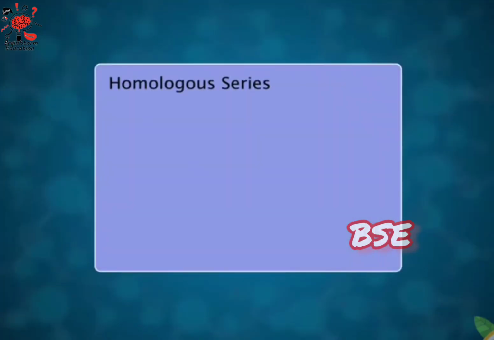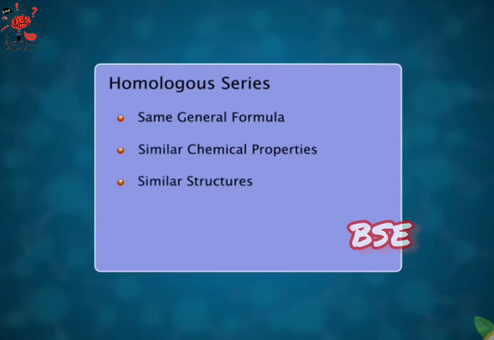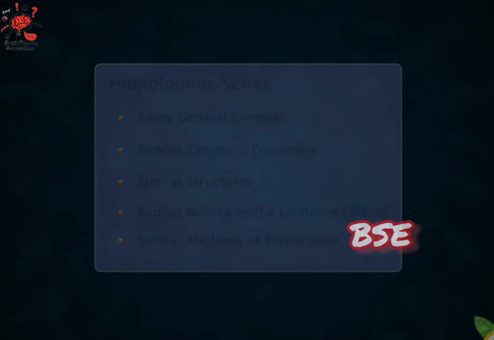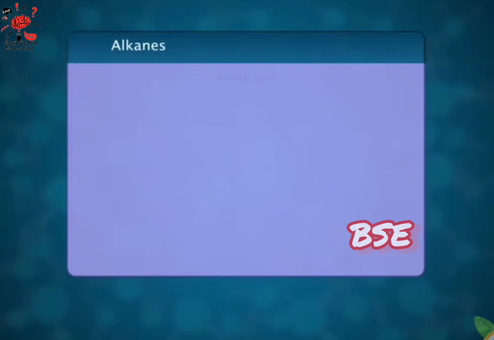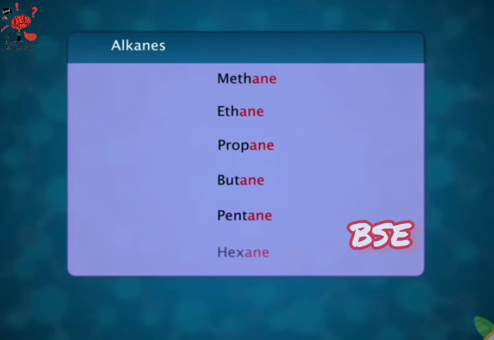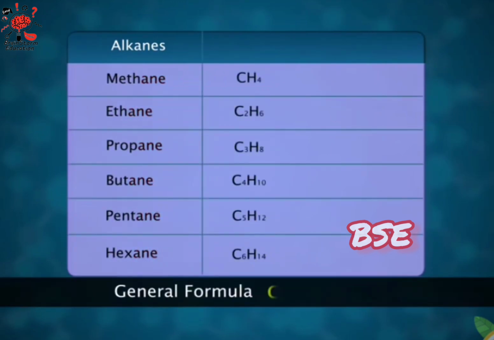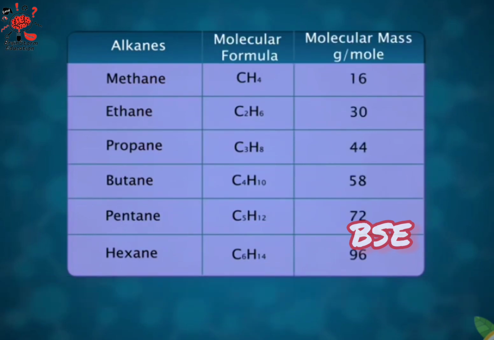Members of any homologous series have the same general formula, similar chemical properties, similar structures, similar names with a common ending, and similar methods of preparation. Their names, methane, ethane, propane, butane, pentane, and hexane, have the common ending ane, A-N-E. Let us look at their molecular formulae. All have the general formula CnH2n+2.